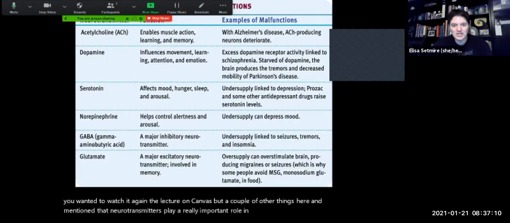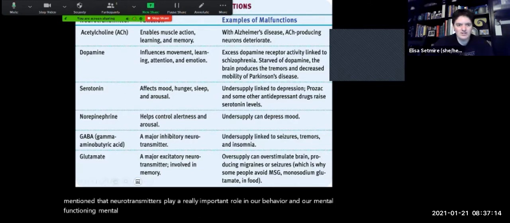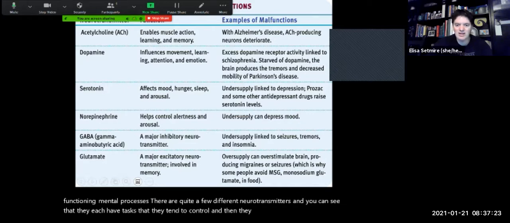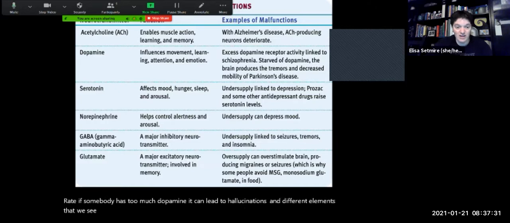But a couple of other things here. I mentioned that neurotransmitters play a really important role in our behavior and our mental functioning, mental processes. There are quite a few different neurotransmitters, and you can see that they each have tasks that they tend to control, and then they have malfunctions as well, right? If somebody has too much dopamine, it can lead to hallucinations and different elements that we see often associated with schizophrenia. Serotonin plays a huge role in depression. When people don't have enough serotonin, they tend to show signs of depression.